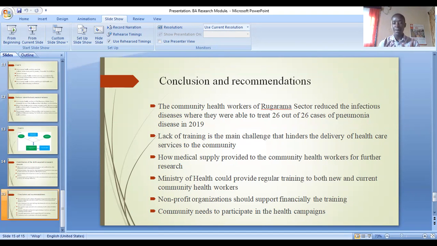For further research, individuals should research how medical supply is provided to the community health workers, because I found that there are no criteria that are based on while supplying the medical items to the community health workers. And the Ministry of Health could provide regular training to both new and current community health workers. The private organization should support financially the training that has been designed by the Ministry of Health, and the community needs to participate in the health campaigns.